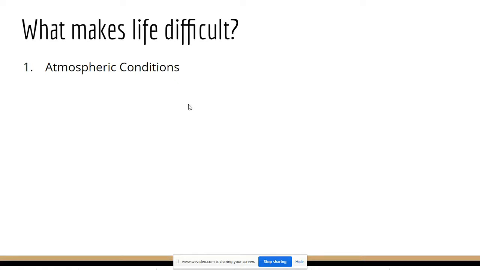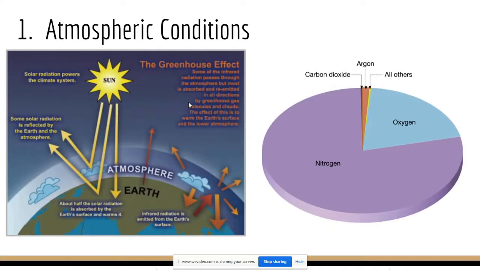Well, number one, atmospheric conditions. You see, here on Earth, we have oxygen, we have nitrogen, we have small amounts of what we call trace gases that could be poisonous, dangerous to us, but they don't necessarily hurt us because there's not a lot of them. You see, on other planets, the atmospheric conditions are harsh. They don't have the same amount of nitrogen we do and the same amount of oxygen we do. So what is one reason why life is so hard to find? Well, not every planet or moon has our atmosphere.